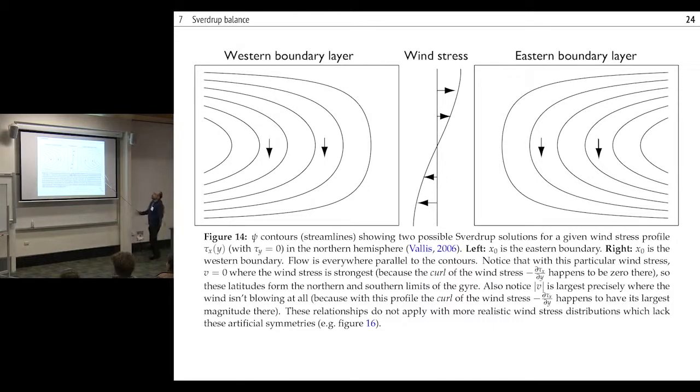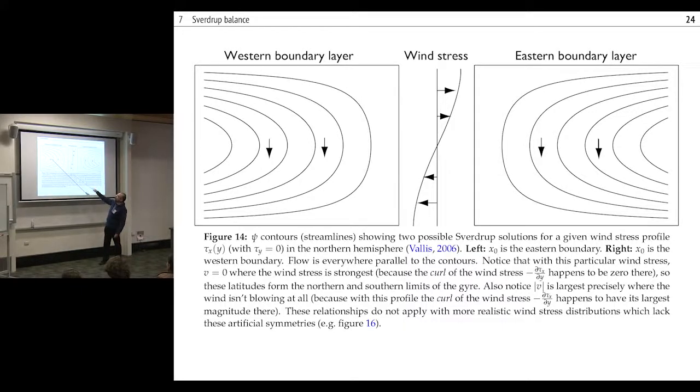So getting back to the choice of where we put x naught, both of those pictures are equally valid solutions within the Sverdrup model. Both are equally valid responses to wind stress like this. Which one is correct? That one. So clearly the theory is incomplete. It doesn't tell us which way around this goes. And also, somehow, all this water here has to get up there, and there's nothing in the Sverdrup theory that will allow it to do that.